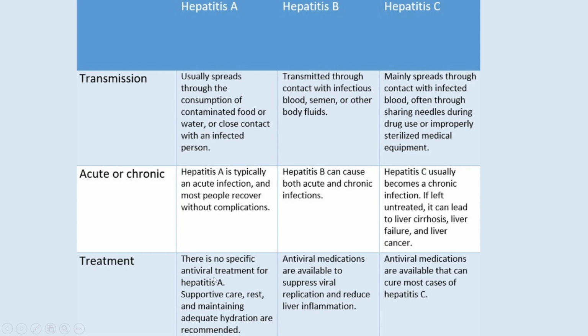For hepatitis A virus, there is no specific antiviral treatment. Supportive care, rest, and maintaining hydration are mostly recommended. For hepatitis B virus, antiviral medications are available to suppress viral replication and reduce liver inflammation. The medicines involved in the antiviral treatment of hepatitis viruses mostly target and block the replication process of the virus in host cells. This is one of the major points you can always remember: what the medication does and at which step of the virus it targets.